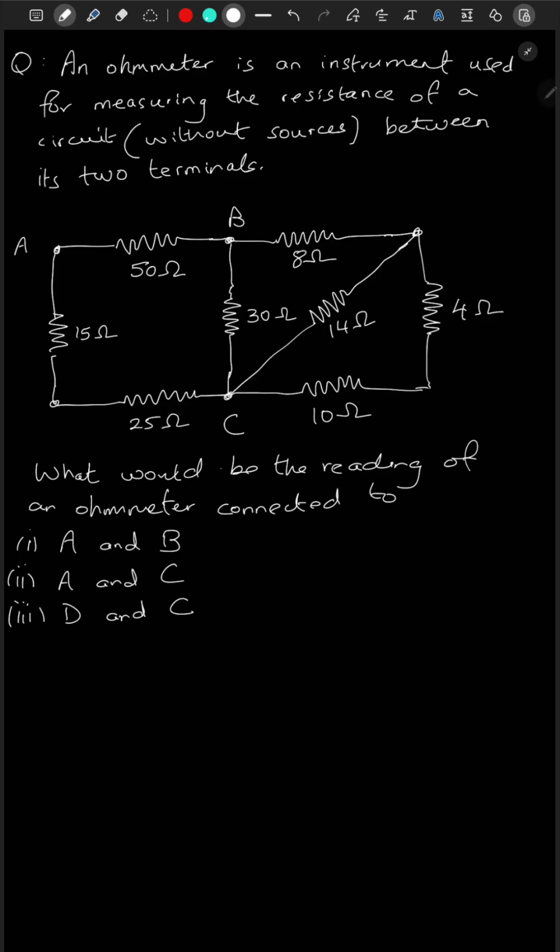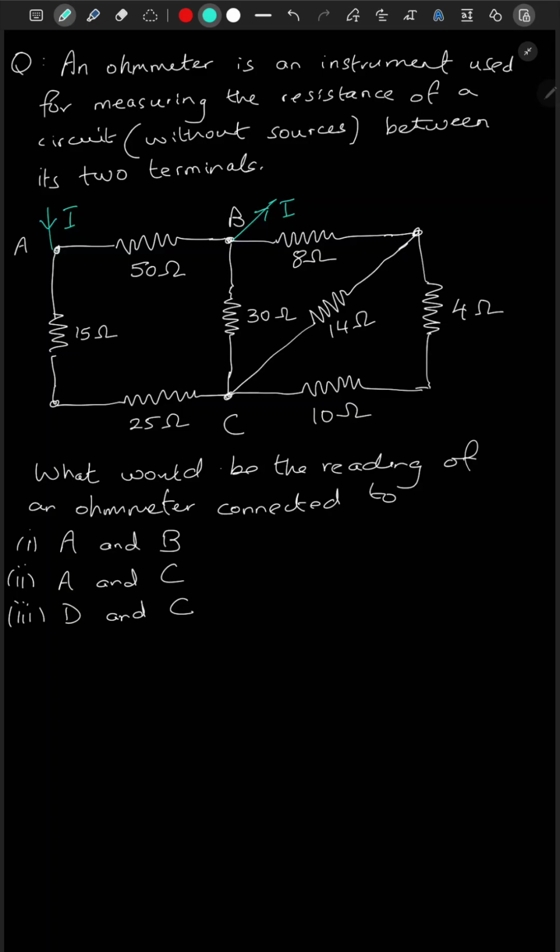So if we connect an ohmmeter to these 2 points, what would be the reading? It will give you the effective resistance. So let's assume that a current enters at A and it leaves at B. So where would the current pass in the circuit?